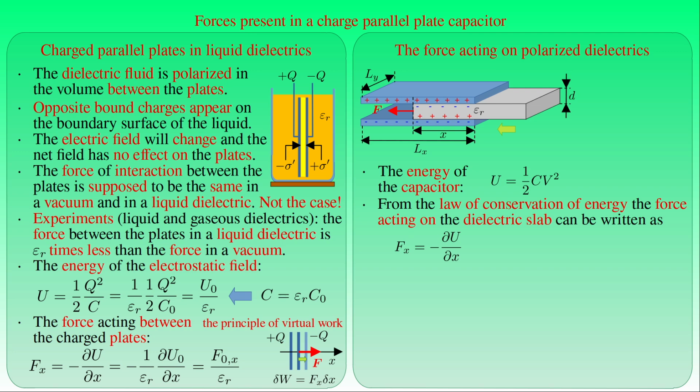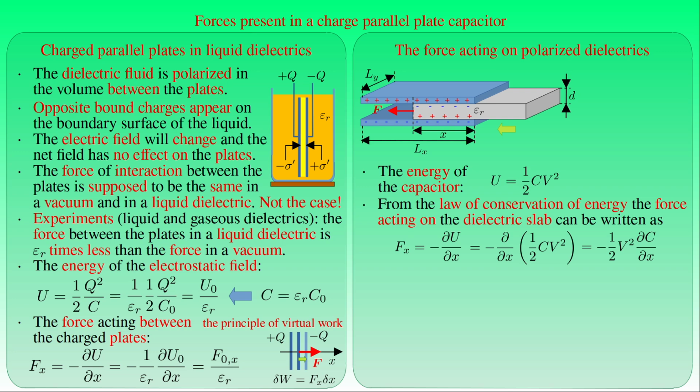If we substitute the expression describing the energy U into the right-hand side of this equation, then we obtain negative 1/2 times the square of the voltage V times the derivative of the capacitance C with respect to x. As the formula shows, we need to know the explicit dependence of the capacitance of the capacitor on the distance x describing the position of the dielectric slab between its plates.